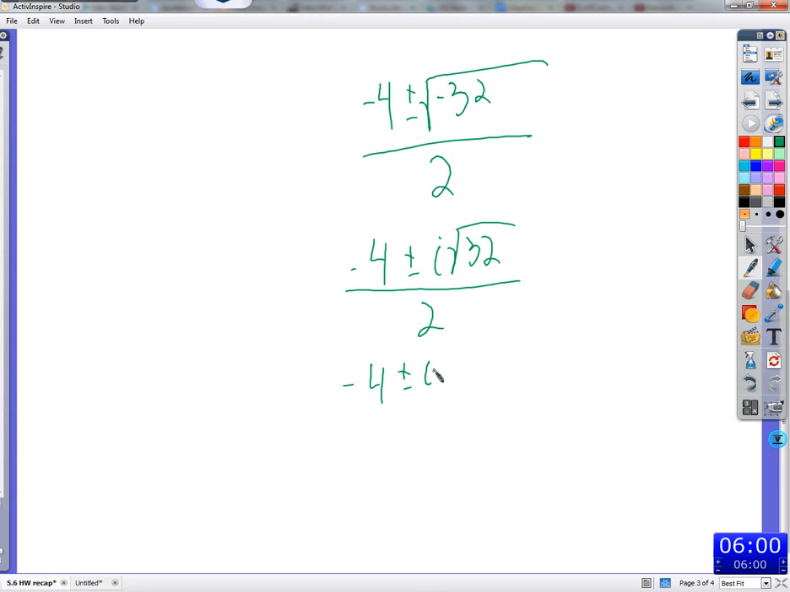Okay, so Riley says we can take the 4 out of it, because 4 is a perfect square. Then Dakota says we could go bigger, 16. 16, also a perfect square. 16 is a bigger factor, which means that the rest of it will be as simple as possible, right? 16 times 2, square root of 16, square root of 2, okay, so 4. So we got negative 4 plus or minus 4i root 2 over 2.